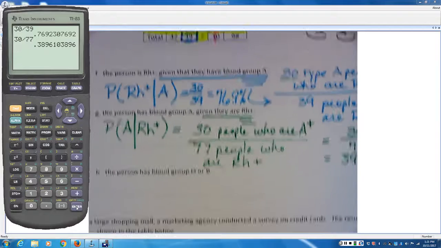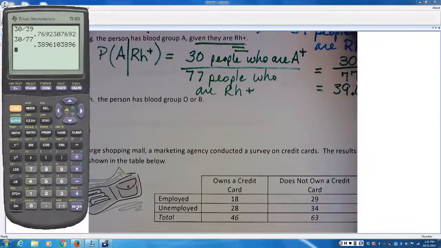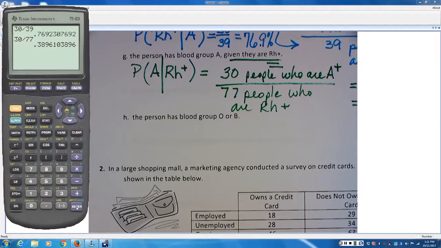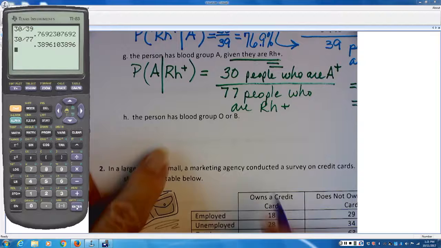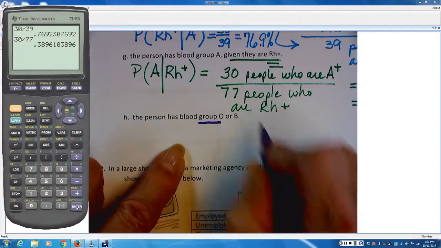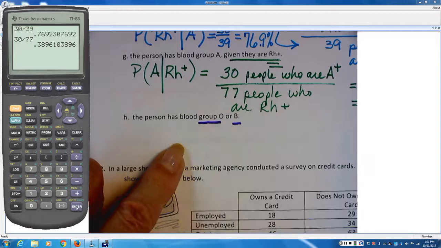Okay, now we got one more. This one's tricky, so don't let it catch you. The person has blood group O or blood group B.